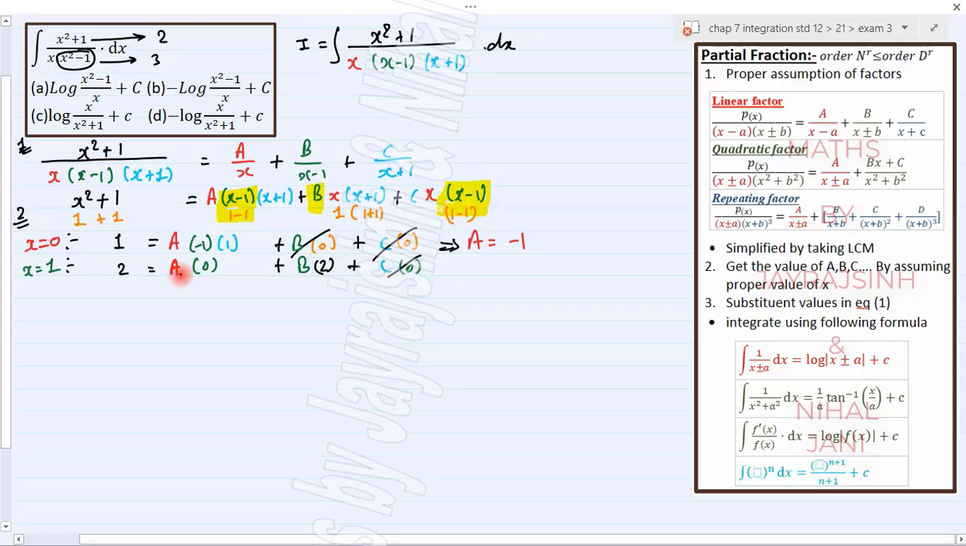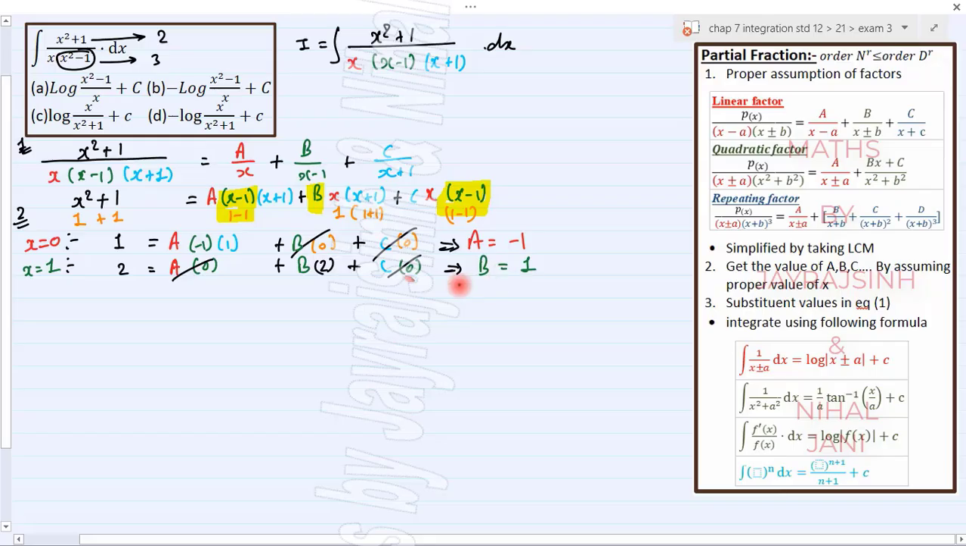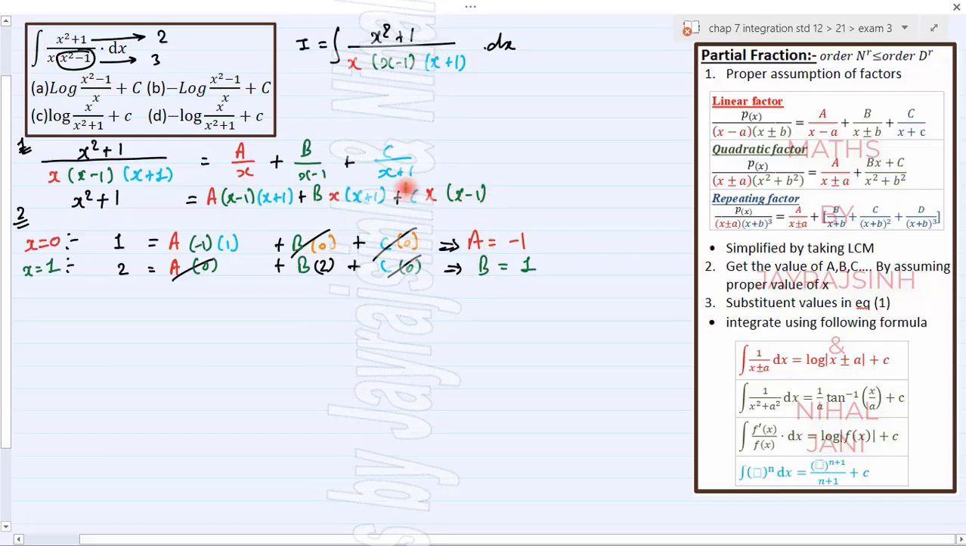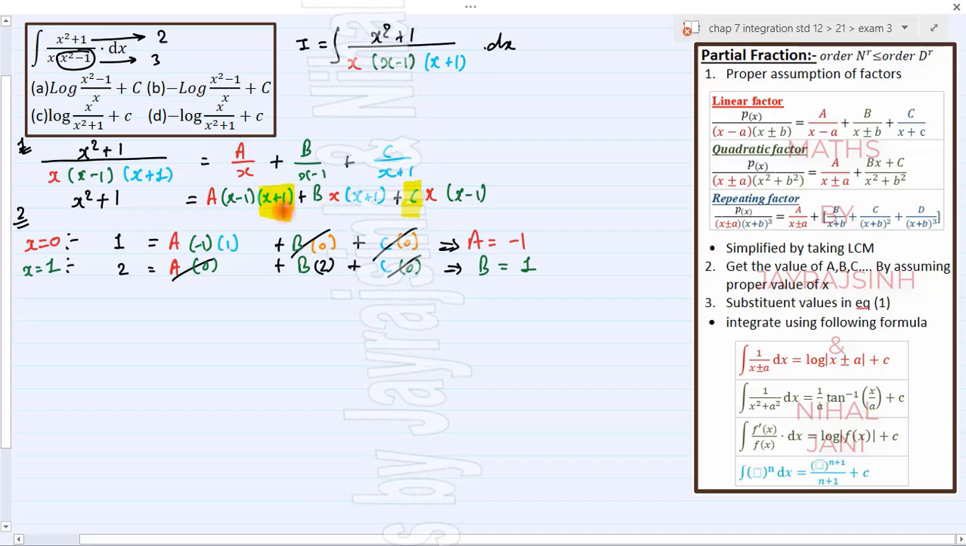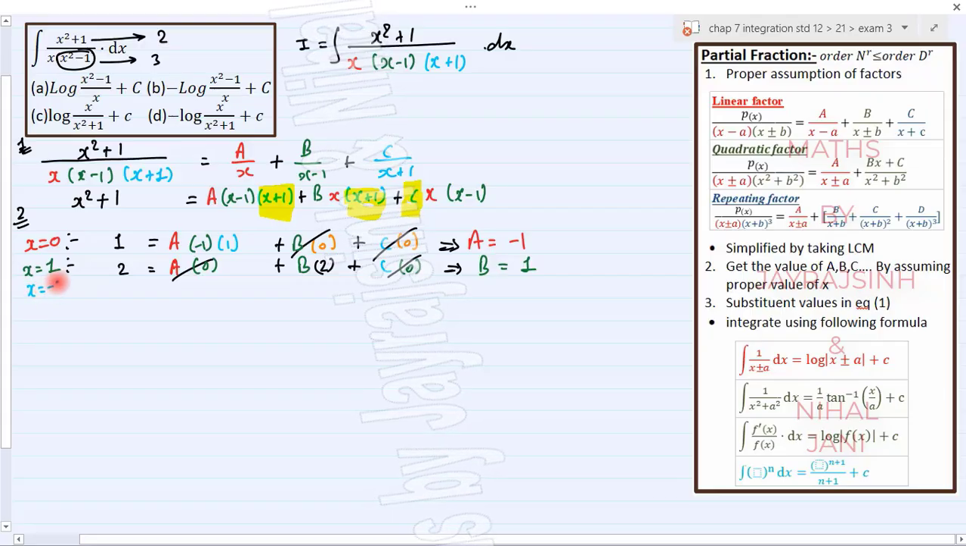So here we have to neglect the terms of A and C, and we will get B is equal to 1. And finally, to get the value of C, the common factor is x plus 1. So we have to take x is equal to minus 1.